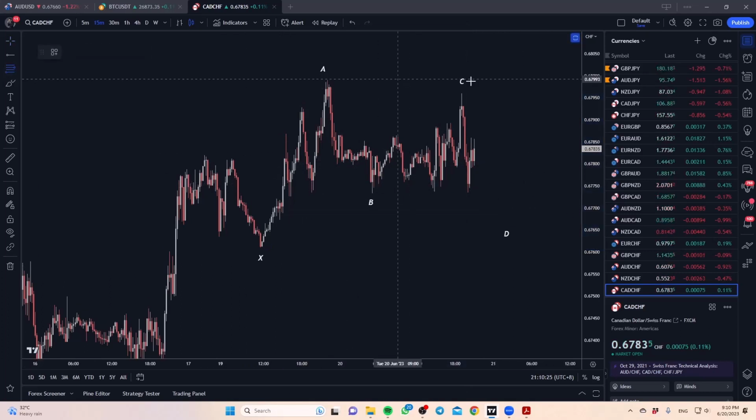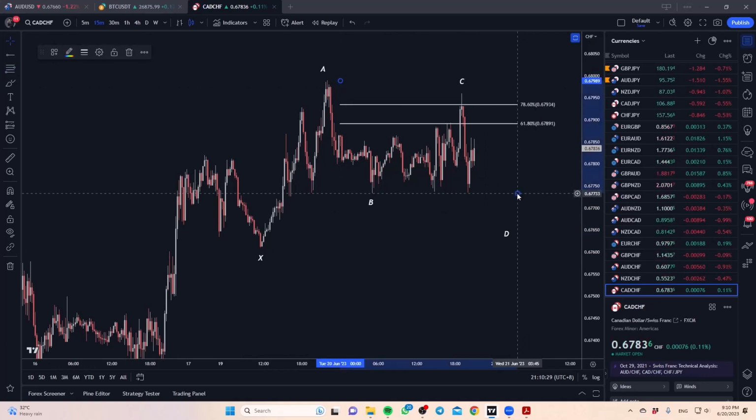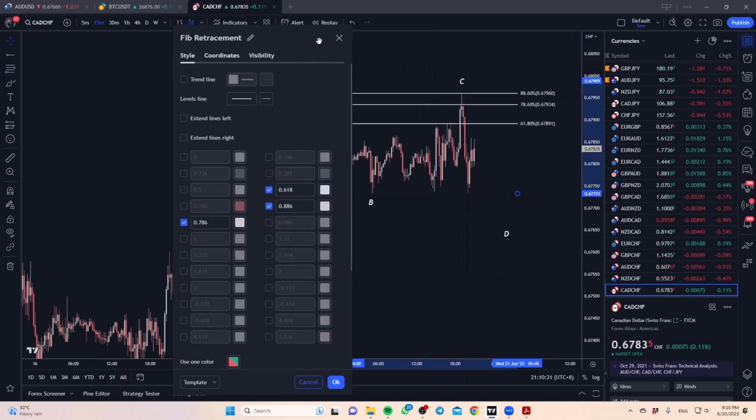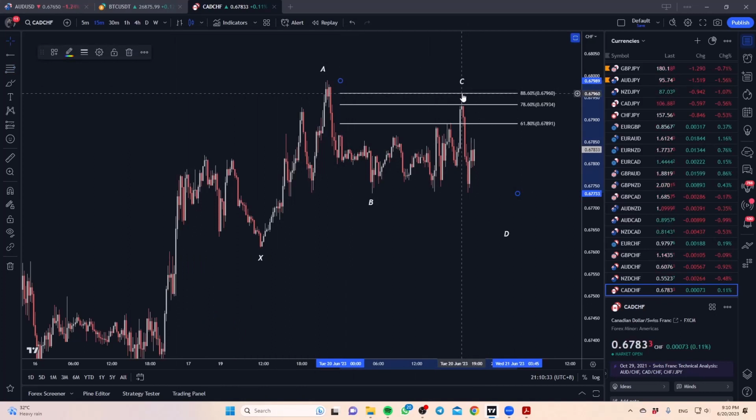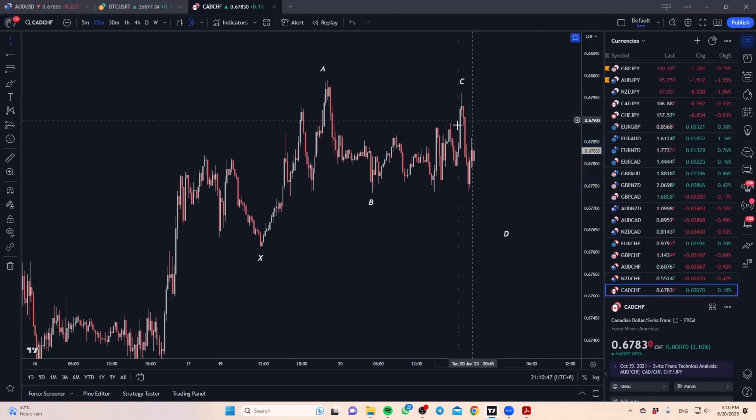Then what we also do is to measure C leg, right? So we take from A to B. You need to check if it touches the 886. In this case, it's borderline. Again, depending on how strict you are, you can consider it still valid, or you can take it as it touched, so you don't want to look at it. But for example purposes, we'll just consider it's valid, just for example purposes, right? So if that's valid, then it becomes a Gartley.